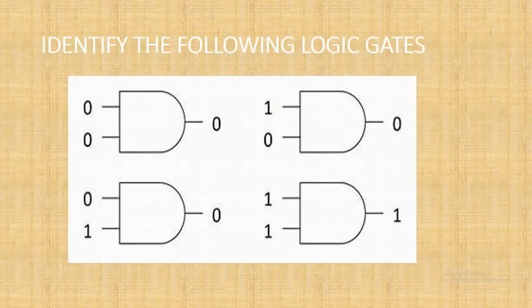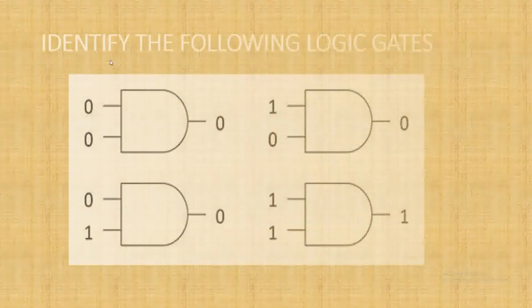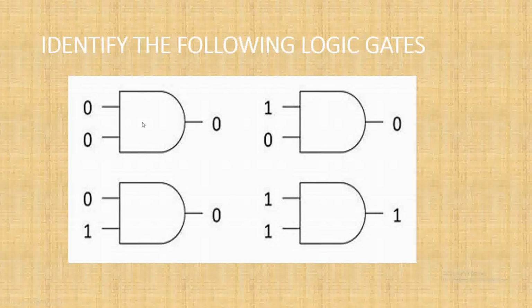Now, please try to identify the following gates. Know the possible gates they can fall into. For example, this first one can never be a NOT gate because a NOT gate has only one input and this has two inputs. So this can definitely be an AND gate. It can also be the NAND, the OR gate, and the exclusive OR gate. So this can be any of these gates.